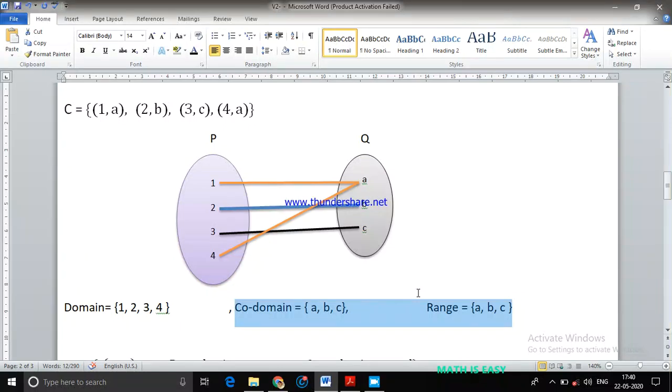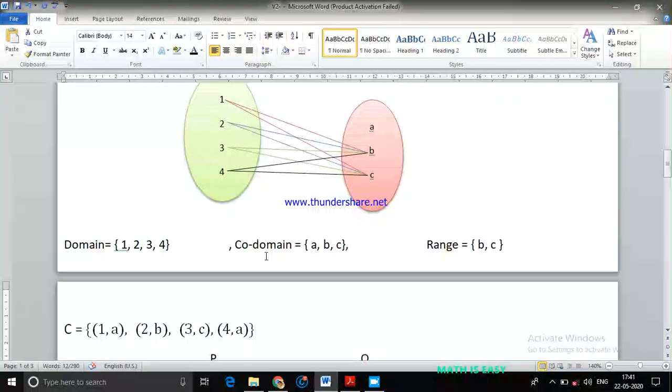If you remember the definition, a set can be a subset of itself. Even the empty set is also a subset. So that's why I can say range is a subset of codomain, but you cannot say codomain is a subset of range, because in this example codomain has A, B, C. The range has only B and C. So codomain cannot be a subset of range, but range can be a subset of codomain.